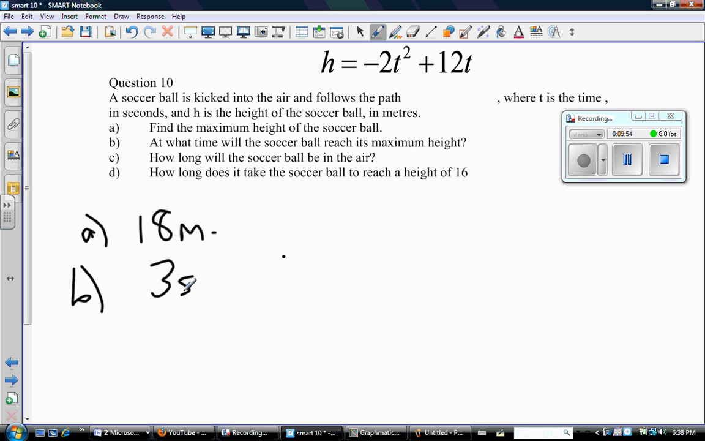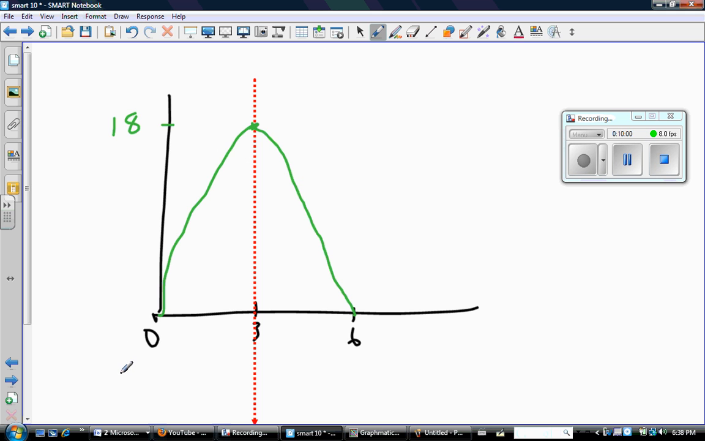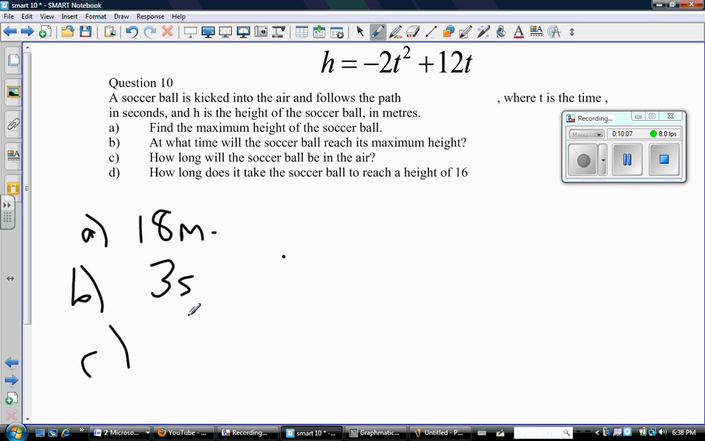How long will the soccer ball be in the air? Well, look at your diagram. It starts at 0 seconds, and it ends at 6 seconds. So it must be 6 seconds. So all of those questions we solved just by doing the math that you would expect to do for any quadratic relation. Finding the vertex and finding the roots are sort of automatic.